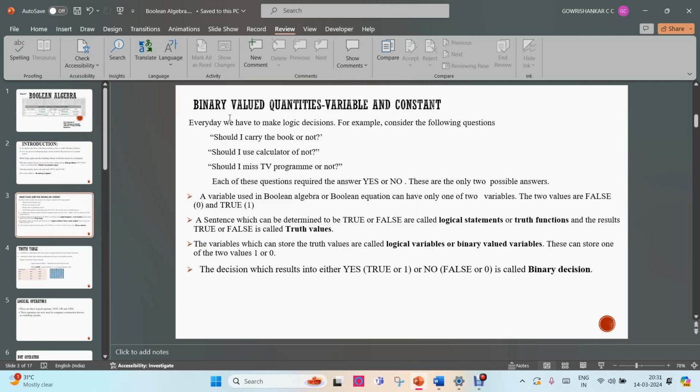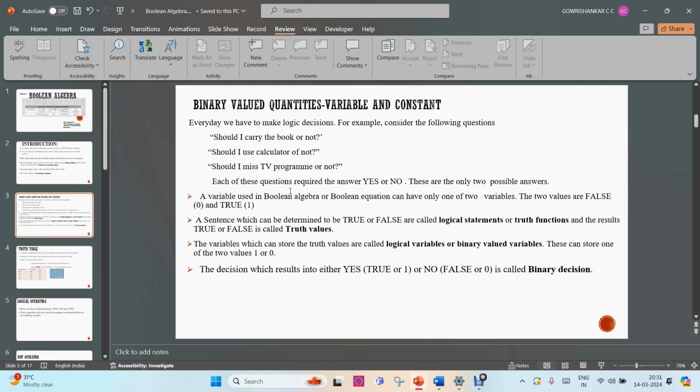Next we go for binary valued quantities, variables and constants. Every day we use logical decisions. For example, in college: should I carry books or not? Should I use a calculator or not? You ask someone or the lecturer. Should I miss the TV program or not? In this you give only two options, yes or no.